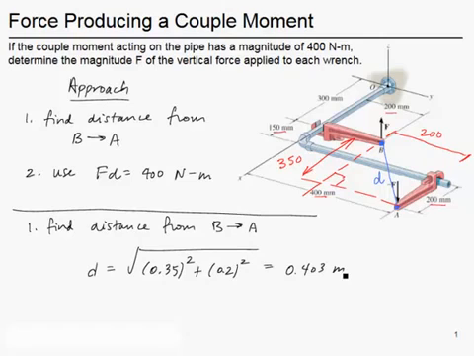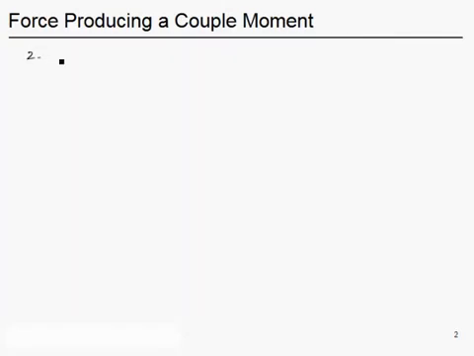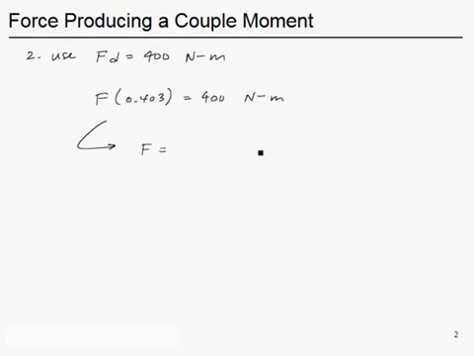Now that we have that distance, the couple moment calculation actually is very straightforward. So in step two, we use F times D equals 400 Newton meters to solve for the force F. All right, so F times D, which is 0.403 meters, is equal to 400 Newton meters. So this means that F turns out to be 992.6 newtons. And there is your answer.